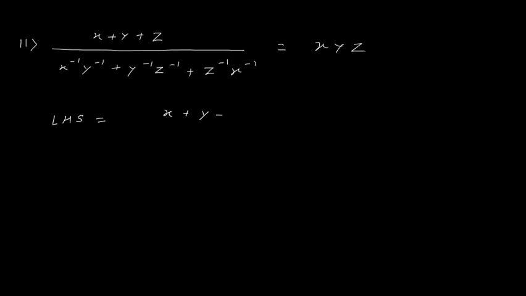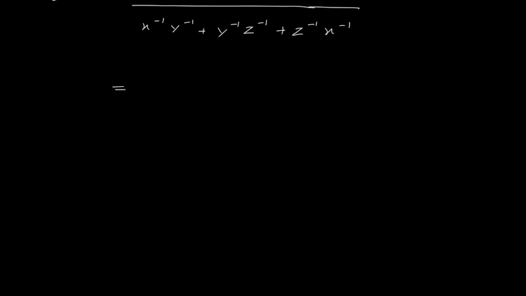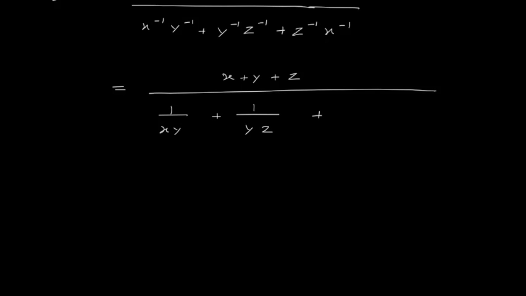Now this is x plus y plus z. Denominator is x power minus 1, y power minus 1 plus y power minus 1, z power minus 1 plus z power minus 1, x power minus 1. So this is equal to x plus y plus z upon, this I will write 1 upon xy plus this I will write 1 upon yz plus this I will write 1 upon zx.